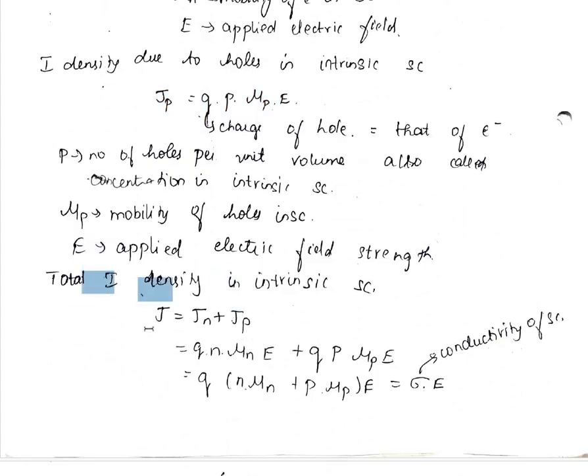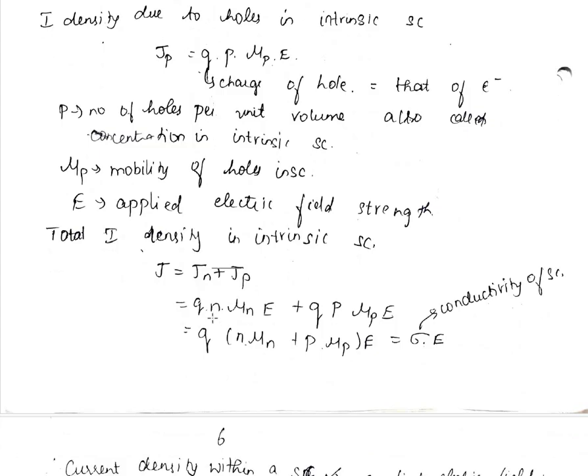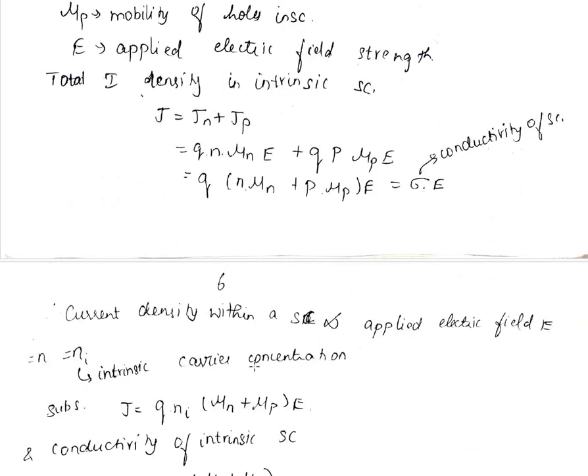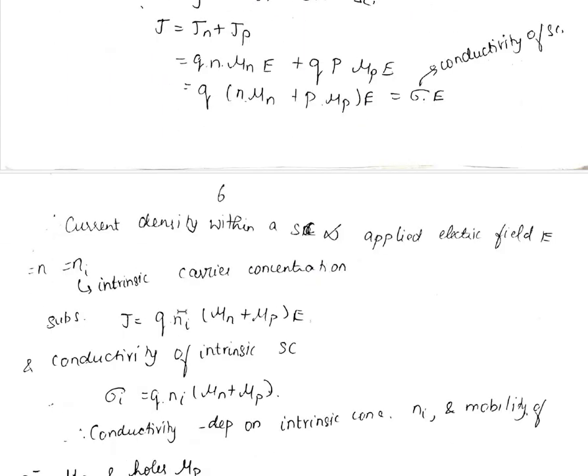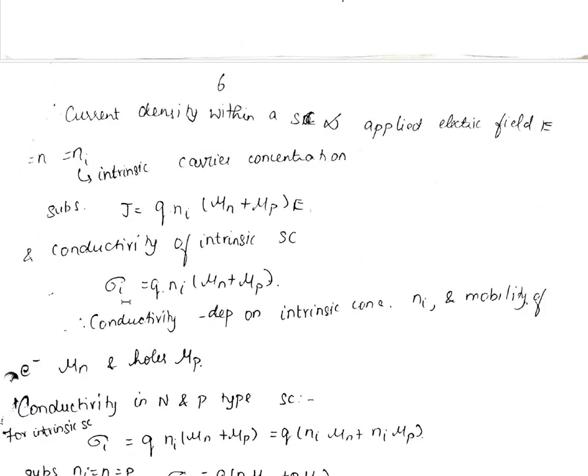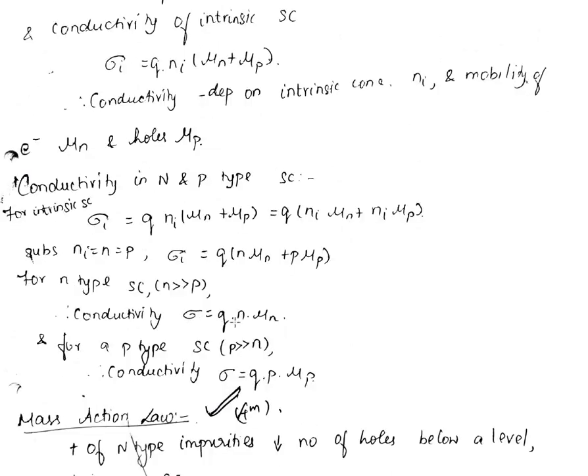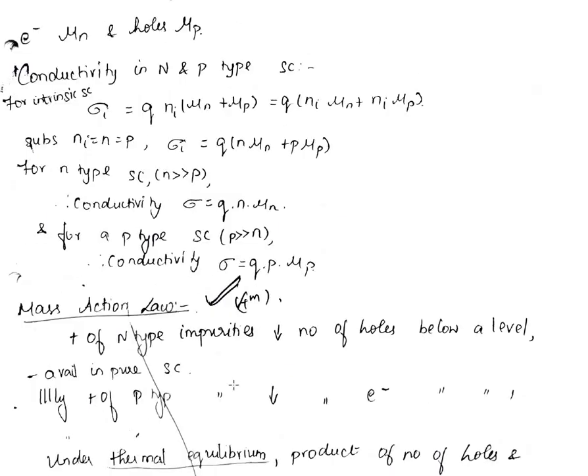So the total current density is J equal to Jn plus Jp. So it is Q into (n mu n plus p mu p) into E, which is sigma into E. This is the conductivity of the semiconductor. So J equals Q ni (mu n plus mu p) E for an intrinsic semiconductor. Conductivity sigma equal to Q (n mu n plus p mu p). For n type, when n is greater than p, the number of electrons is more than p, sigma equal to Q n mu n, and for p type, sigma equal to Q p mu p.